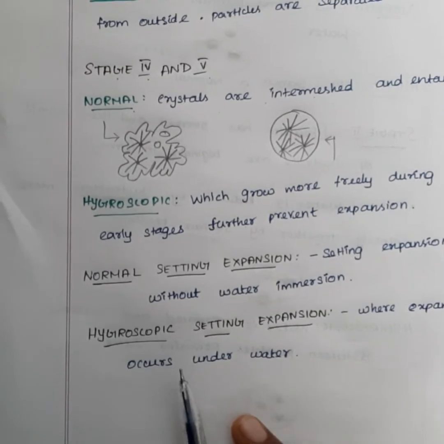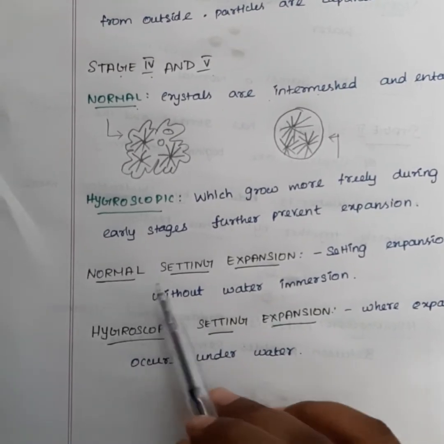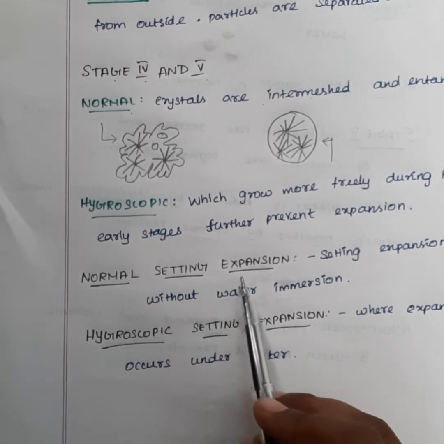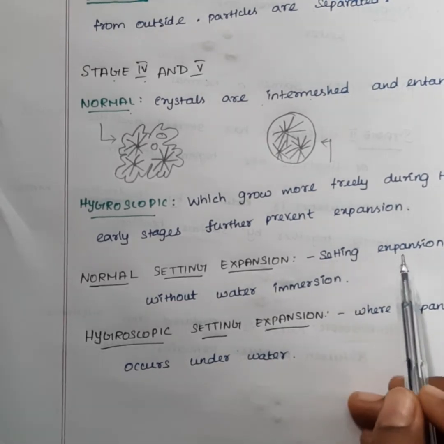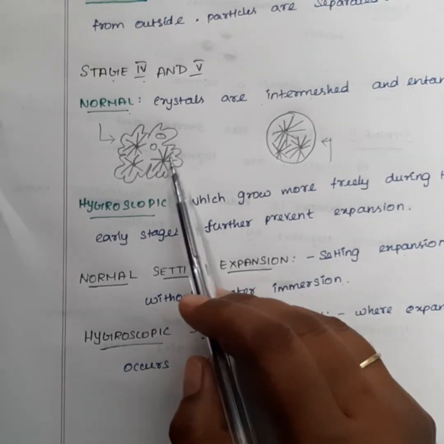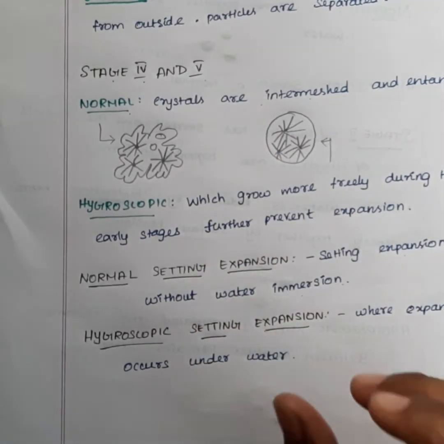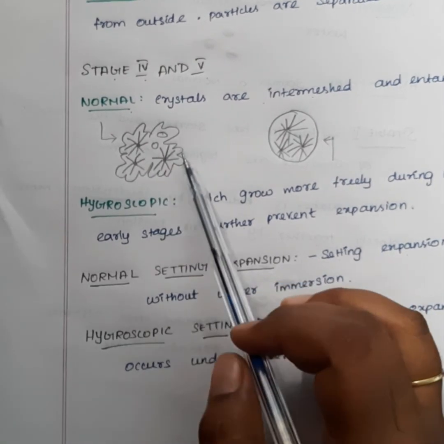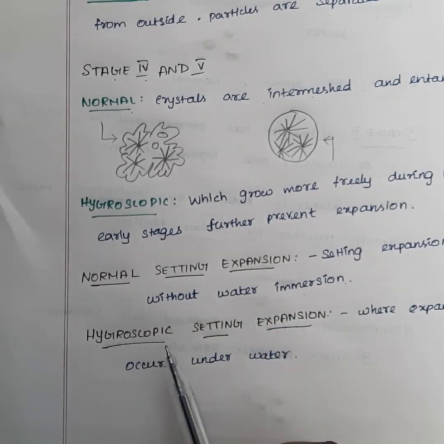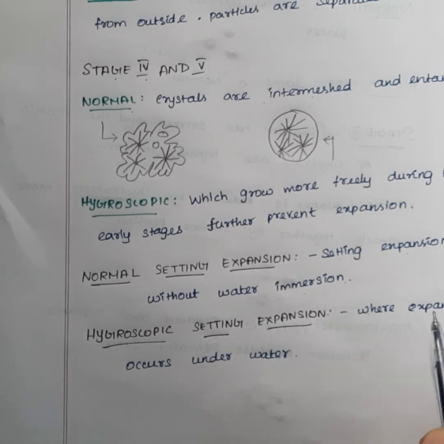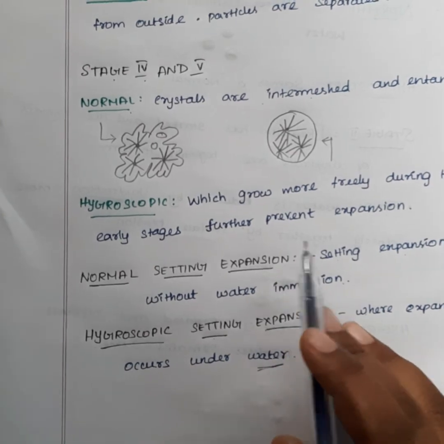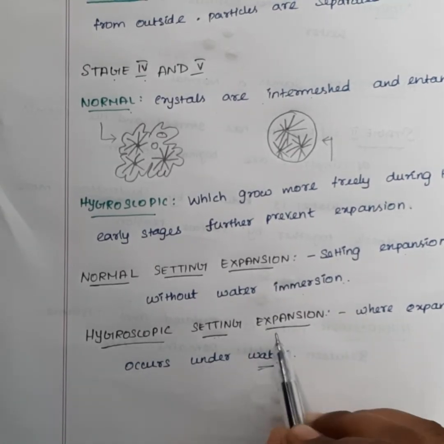Understand? And here are the definitions of normal setting expansion and hygroscopic setting expansion. The normal setting expansion is defined as the setting expansion without water immersion. Because of this, the particles shrink towards each other, becoming closer, and the water level is decreasing. And in hygroscopic setting expansion, the expansion occurs under water, so the water is replenished in every stage. That is called hygroscopic setting expansion.